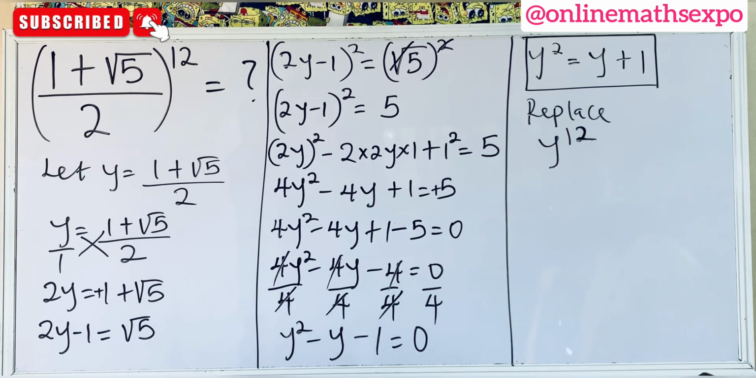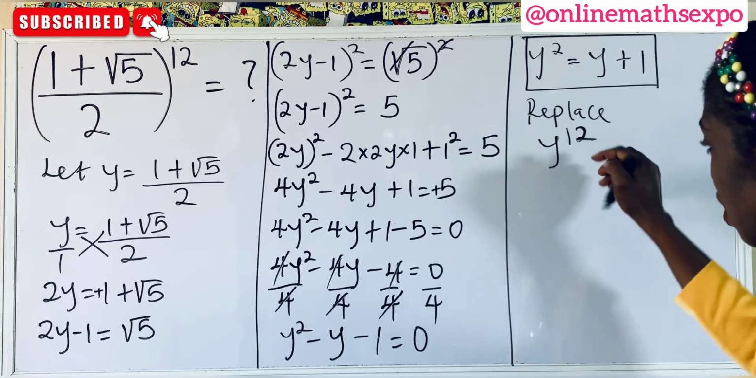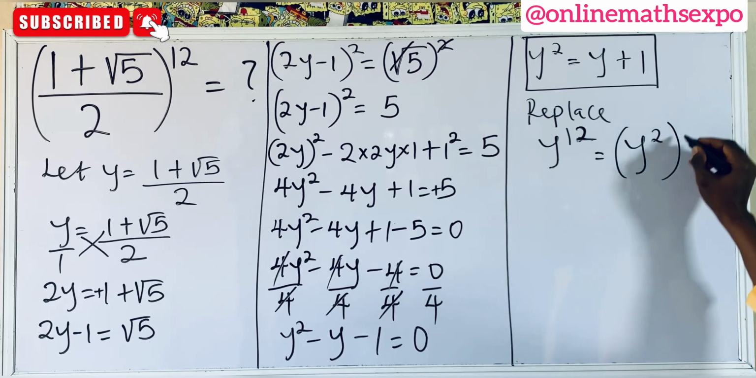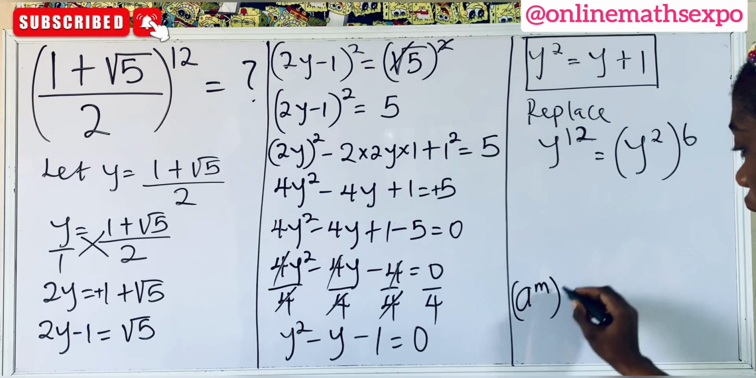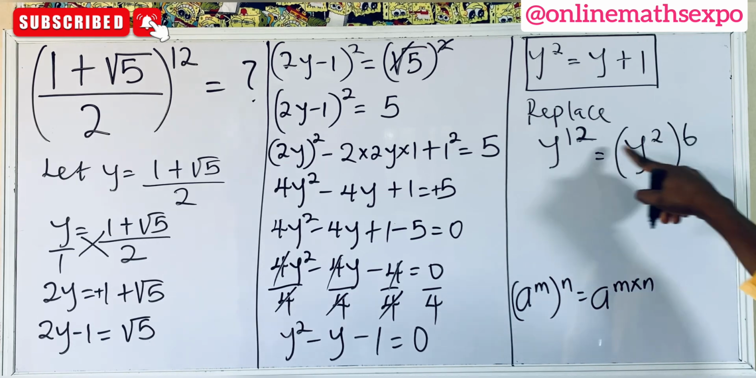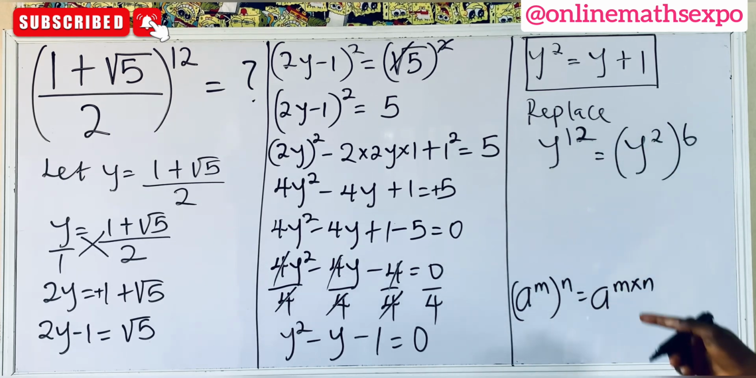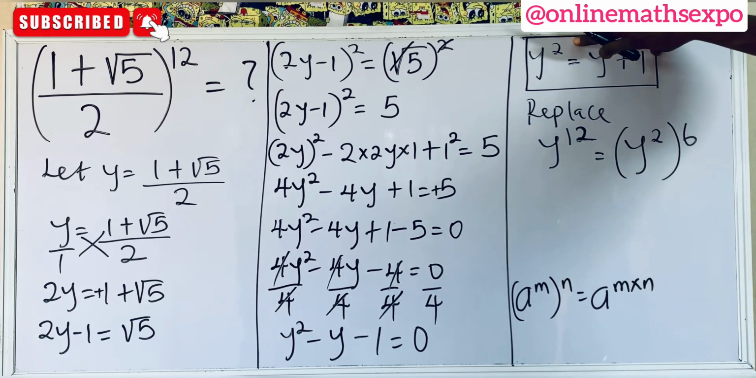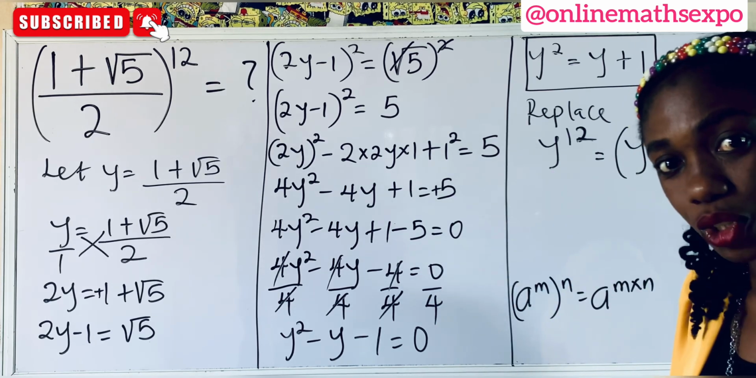So what do you do next? What we're going to do next now is to still reduce this. We can still say that 12 is the same thing as y to the power of 2 raised to the power of 6. Remember your indices, that a to the power of m to the power of n is a to the power of m times n. So this is the same as this because 2 multiply 6 will give us 12. So why am I doing it that way? It is to help me still replace this my y squared I've gotten here. We are trying to reduce the work because you're not using calculator. I hope you now know the reason.